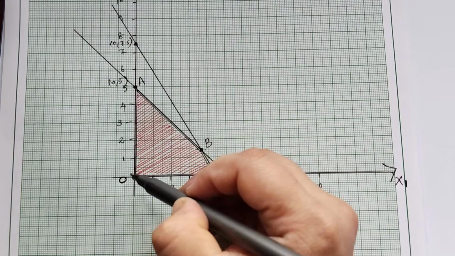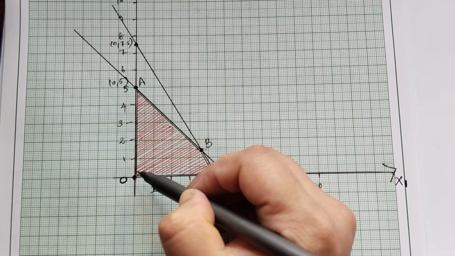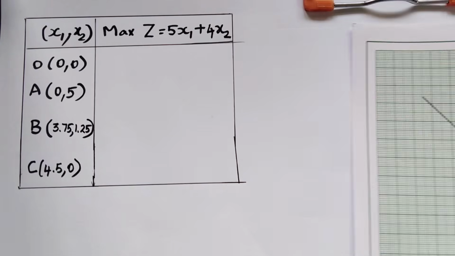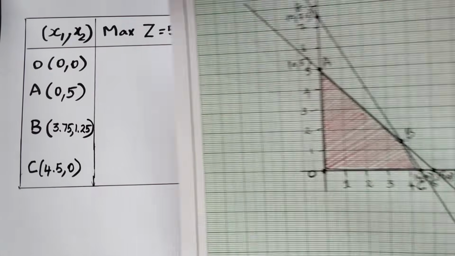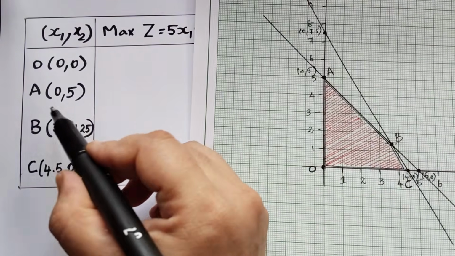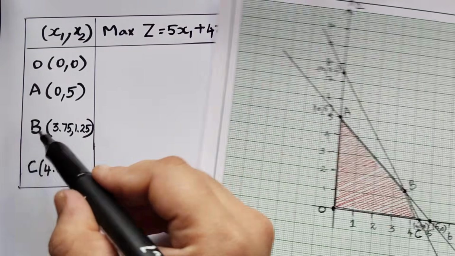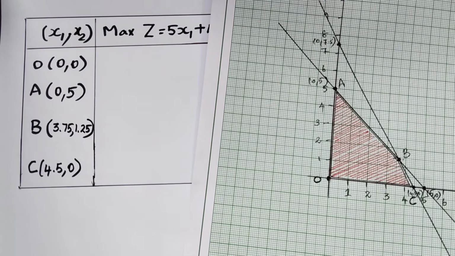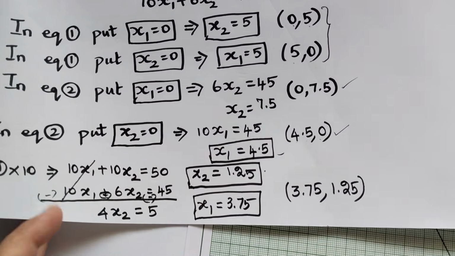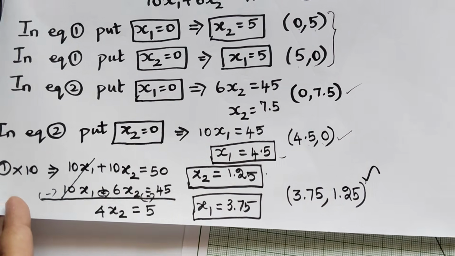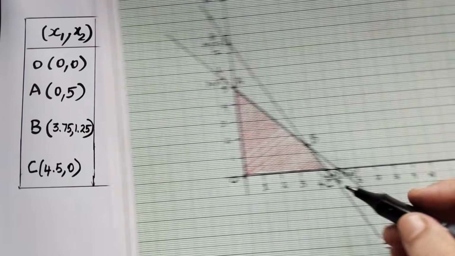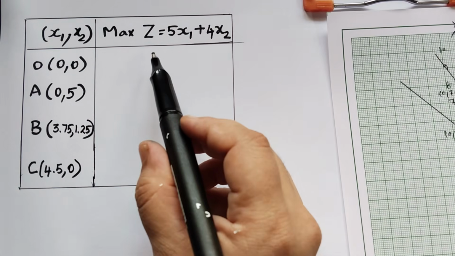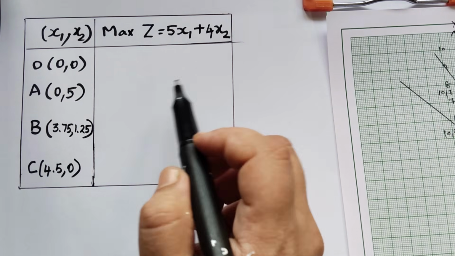Now we have to find the value of maximum Z, that is Z, at these points. So let us see which value is maximum. I have written the solution space here, that is O 0 comma 0, and then A is this point 0 comma 5, B is the point of intersection which is 3.75 comma 1.25, which we have found previously, and then we have the point C which is 4.5 comma 0. So at these points let us find the value of Z and let us see which gives us the maximum.